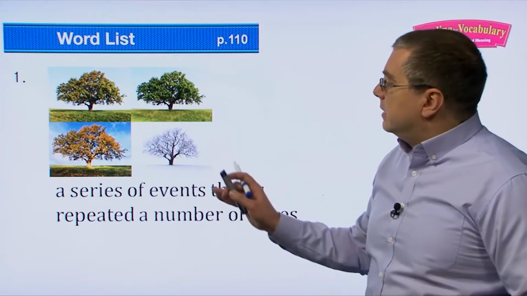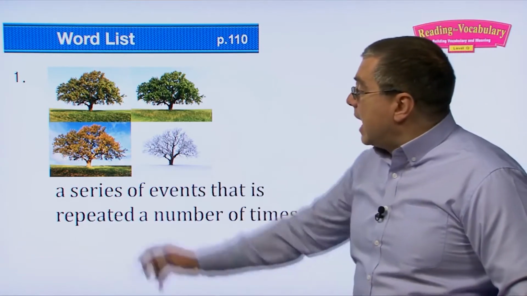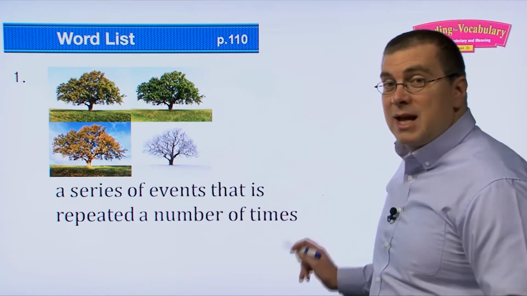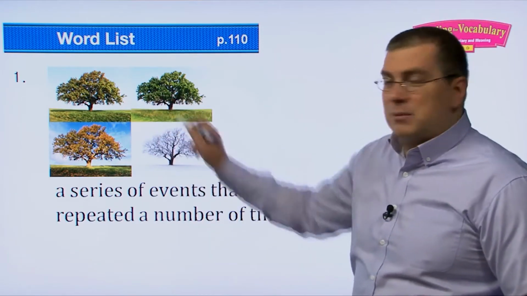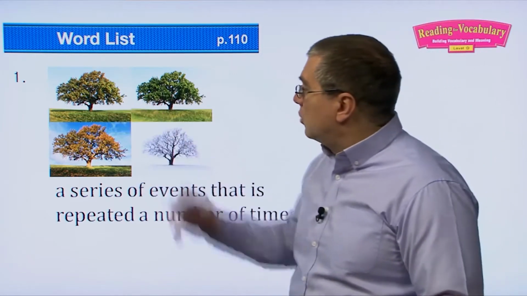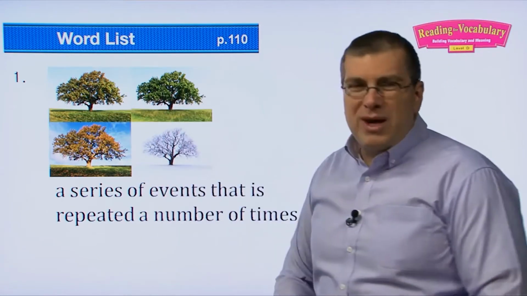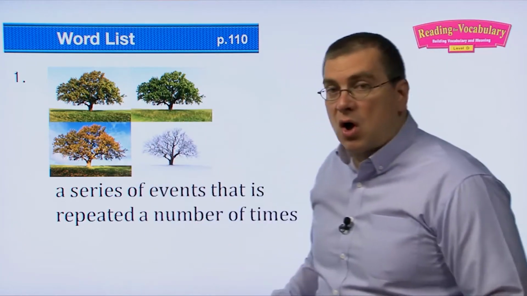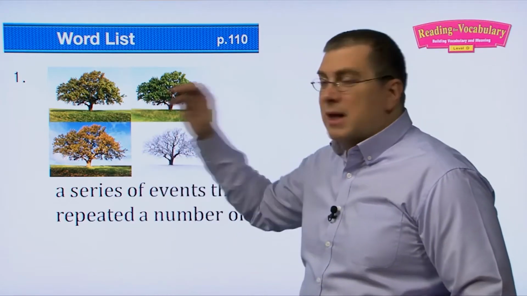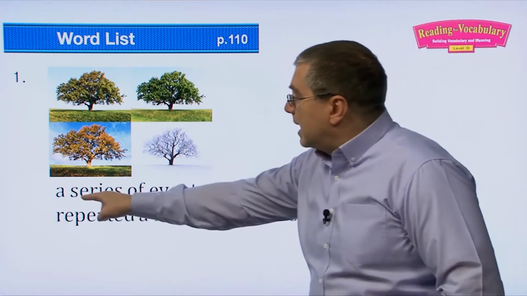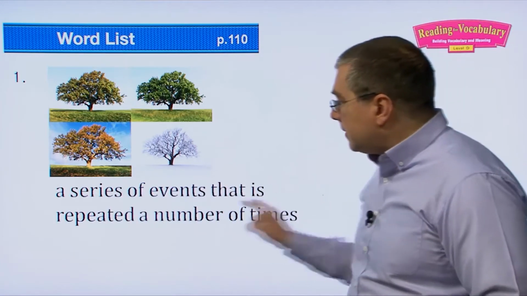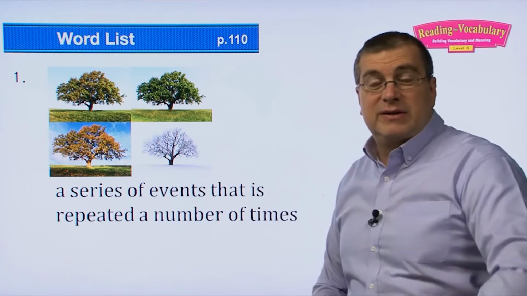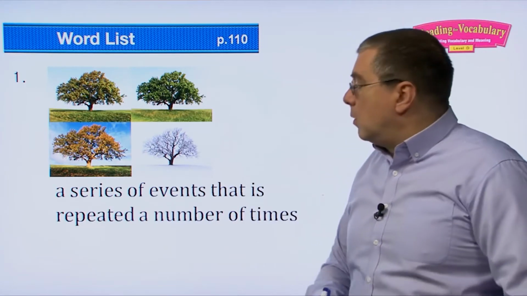The first word is defined as a series of events that is repeated a number of times. Now you've probably seen these types of pictures before. We can see a tree in different stages, and we know, right, that this is spring, this is summer, this is fall, and this is winter. And we might think, well, seasons, but we're saying a series of events that is repeated a number of times. It's not just the seasons. The seasons is an example of this. But what are we talking about?